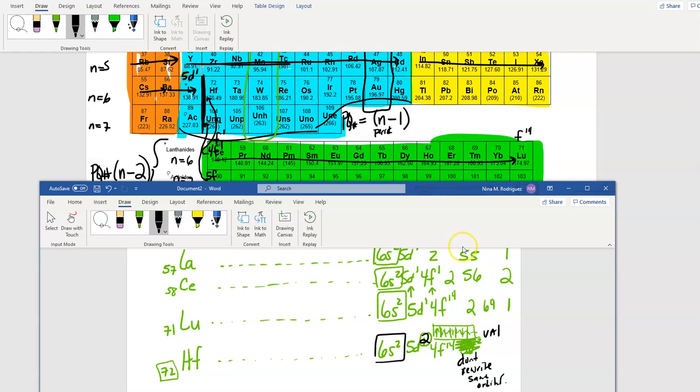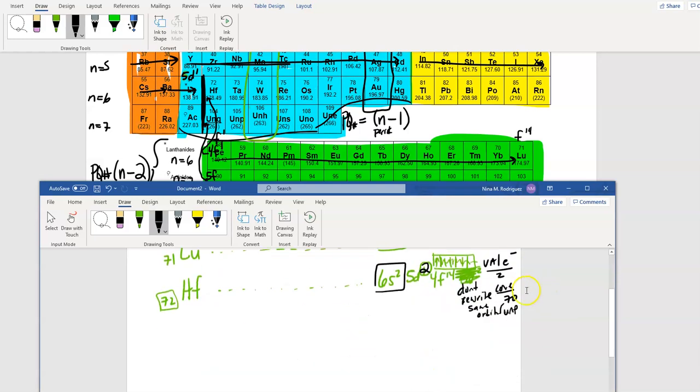And I know my data table is all crazy. How many valence is 2? The core would be 70. And how many are unpaired? Well, that guy's filled. 4f14, 14 is the highest number I can go for the f's. And the d, it's only got 2. So for unpaired, I have 2.